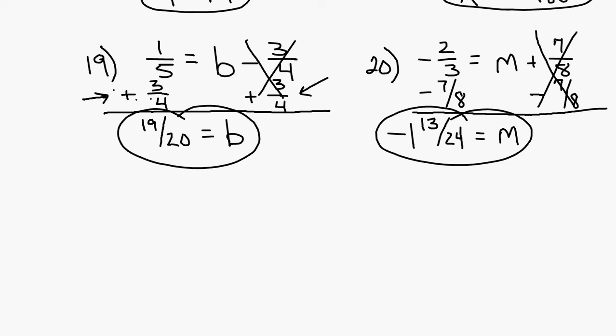Put your thumbs up in the air if you got it right on your own the first time. Good. I didn't get it right on my first one. Okay, do you know what you did wrong? Yeah. Okay. All right, negative 1 and 13/24. Okay? All right, very well done.